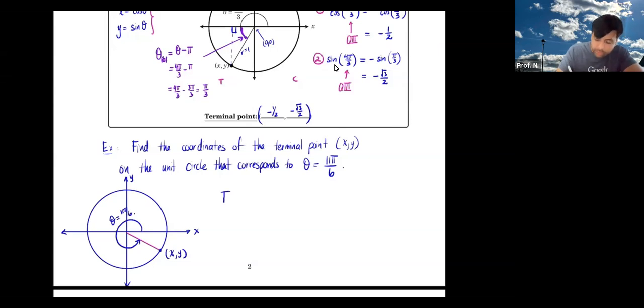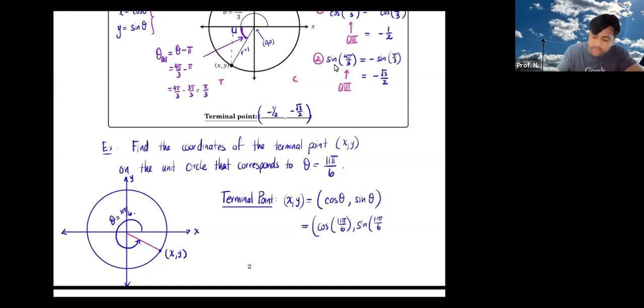And I want to find my terminal point. I want to know what the coordinates of my terminal point are. So I want to know x comma y, but since I'm on the unit circle, I know for a fact that x is the same thing as saying cosine of the angle, and y is the same thing as saying sine of my angle. And so what is my angle here? It's 11 pi over 6. So cosine of 11 pi over 6, comma sine of 11 pi over 6. And then, of course, I can do them individually, right? This is my first coordinate. This is my second coordinate.